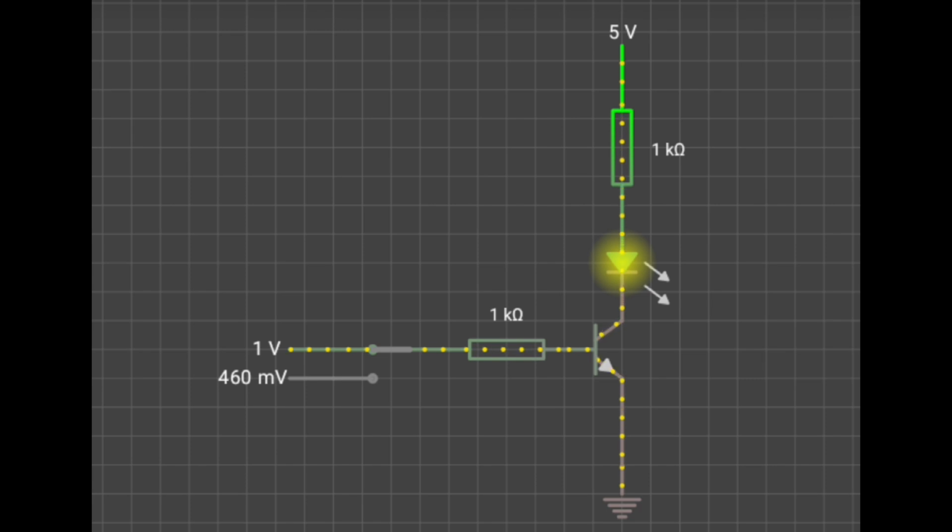Why do we connect the LED to the collector? By placing the LED on the collector side, we ensure proper switching, even with weak signals, stable LED brightness, and compatibility with microcontrollers like Arduino or Raspberry Pi.